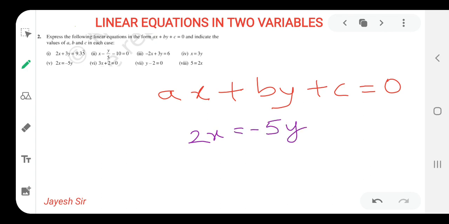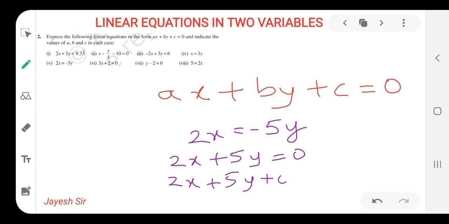Again, x is in the correct place, on the left hand side, but y is in the incorrect place, on the right hand side. Let us bring the y over here. 2x minus 5y, after coming this side, will become plus 5y equals 0 on the right hand side, but nothing is mentioned about c over here. So what we can do is keep 2x plus 5y as it is, and for c we will insert 0 so that it does not affect the equation.